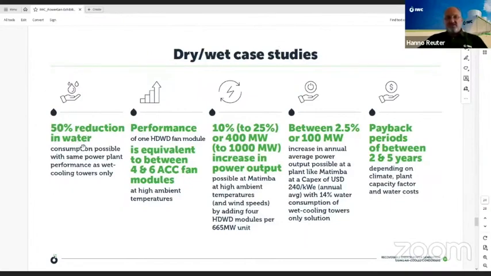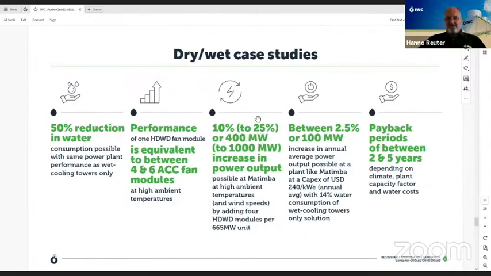One study was that by combining dry and wet cooling, one could achieve the same performance as a completely wet cooled power plant, but with 50% reduction in water. And this is incredibly valuable, especially in water scarce areas. So that was one of the first outcomes, which is something to take note of. Then the performance of one hybrid deflegmator fan module is equivalent to 4 to 6 ACC fan modules. What I showed you in the induced draft IWC unit is that just by putting in those bundles, we have 50% more output out of the same plot area, which I think is unique.